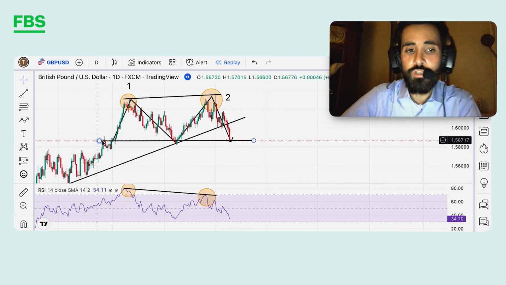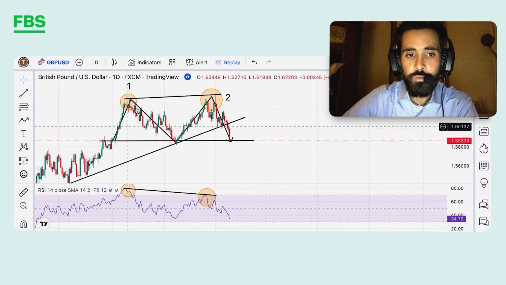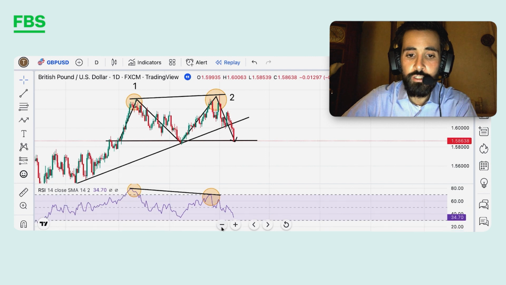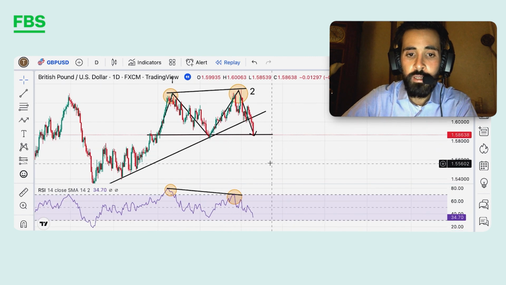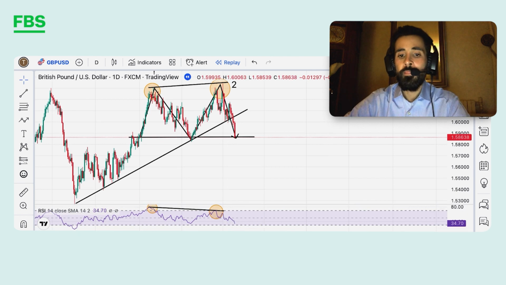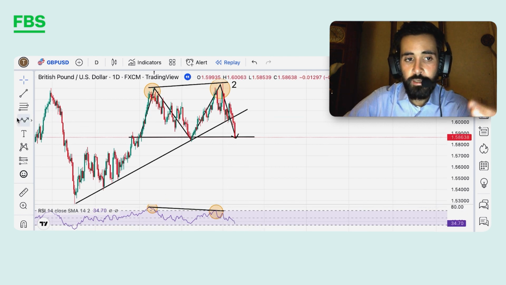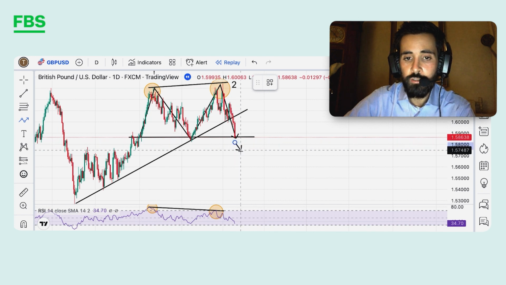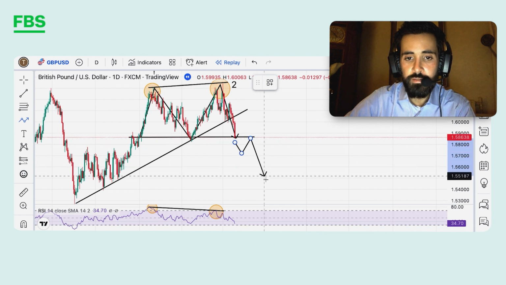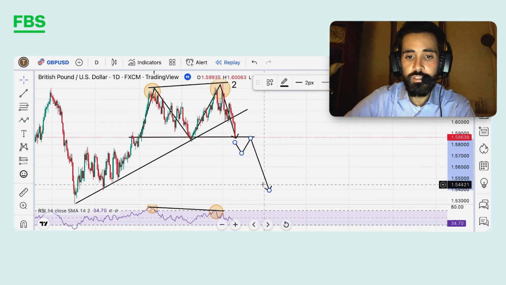So this would be our support line, and those are our two highs, our two double tops, 1 and 2, alongside divergence. So what should happen is that most likely prices are going to go down. As the double top suggests, the price might go a little bit down, probably retest the support level and continue its move downwards.